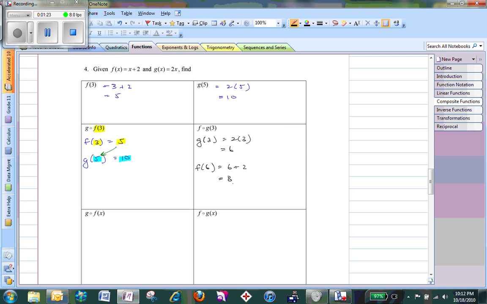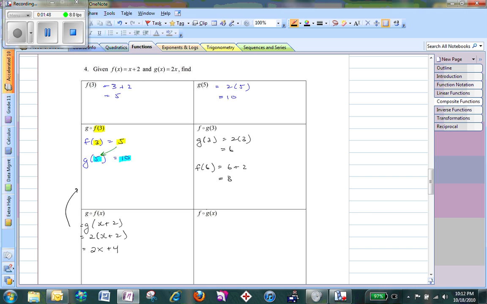Let's say I wanted to do it this way. No problem. That's G at x plus 2, which is 2 times x plus 2. I can stop there, or I can expand to get 2x plus 4. Either works. If I sub 3 into this, like the question above asks me, I would get 2 times 3, which is 6, plus 4, which is 10. So I'd still get the same answer.